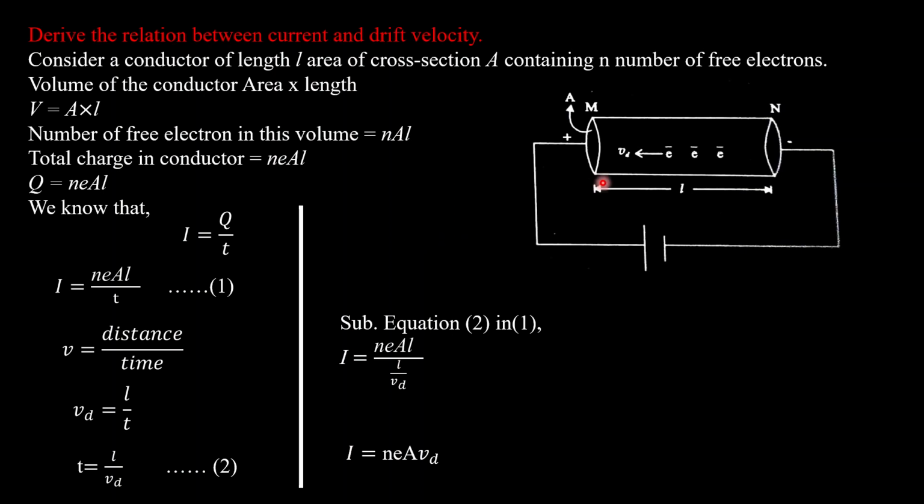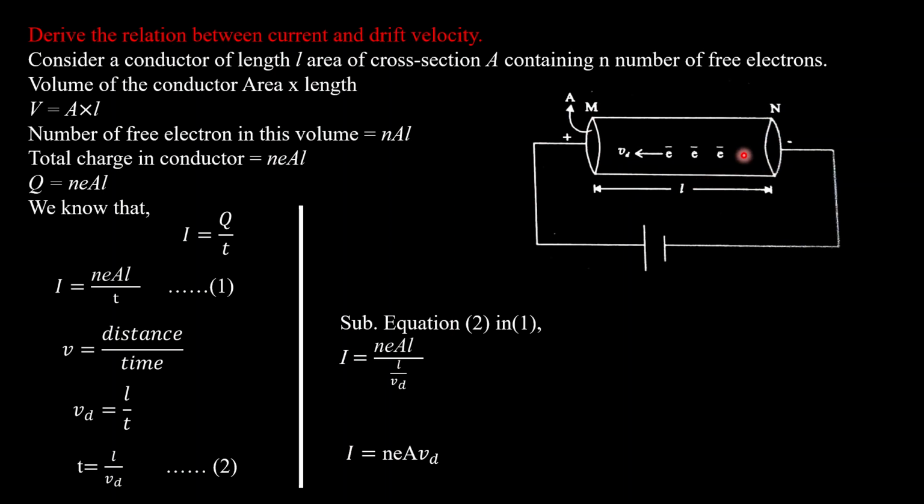For that we need a conductor. This is the conductor we have here, and that is connected to a battery here. So this is the positive terminal of the battery, this is the negative terminal of the battery. So let us understand the conductor. Here the length of the conductor is given as L and the area of the conductor is given as A. Area of cross section also we can say.